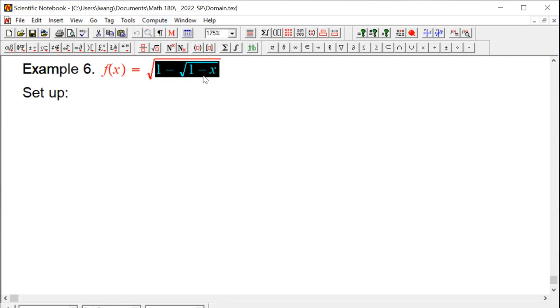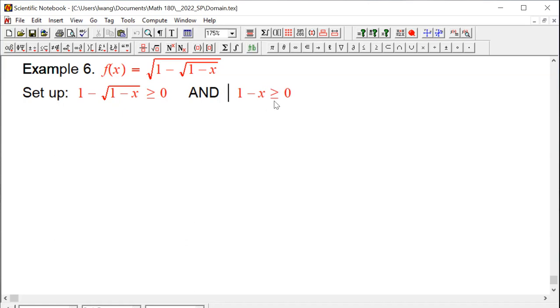You view this piece as underneath the square root. So this piece has to be greater than or equal to 0. And of course, we're going to use and. And the other piece we need to observe, which is also underneath the square root, is 1 minus x. And this has to be greater than or equal to 0. So you have 2 inequalities, and we have to solve them in parallel and then combine them.